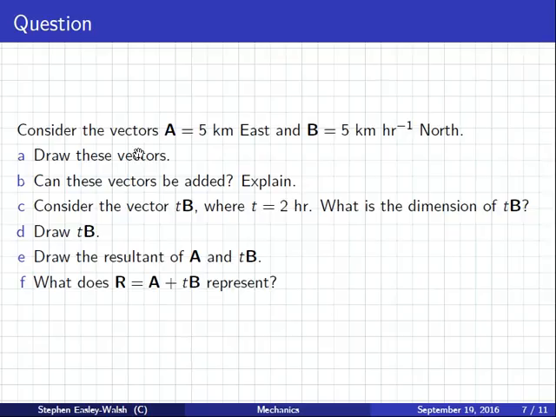So here I give you two vectors. A is 5 kilometers east, and B is 5 kilometers per hour north. And then here are the questions for them. So I'll do these questions. I would like you to write them down. You can leave a little space for the answer if you want. Their answers are quite short. So if you can write these questions down.